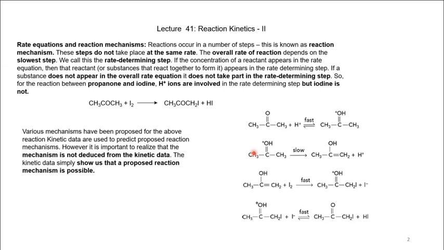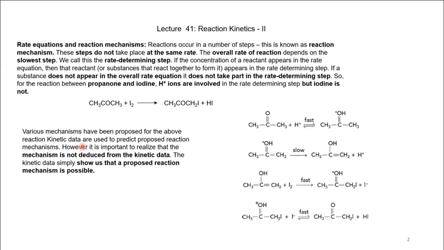Okay, so various mechanisms could be proposed, and the reaction kinetic data is the data we are talking about. We can get the reaction kinetic data, and we can predict a proposed reaction mechanism. Do remember, we can predict only a proposed mechanism. It is not that we can get a confirmed reaction mechanism using the reaction kinetic data. We cannot deduce this. So remember that we can only propose a reaction mechanism using kinetic data.